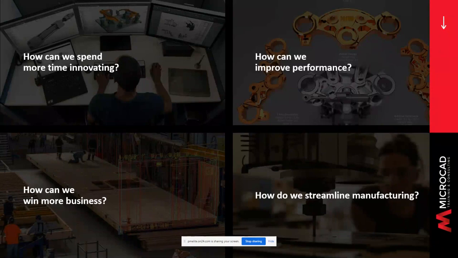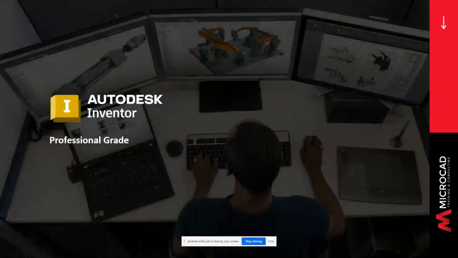And the streamlining manufacturing is, if you can get the files from engineering to manufacturing in a timely manner, you're hitting those timelines and you're shipping product when the expectations are there. So you're not really falling behind on anything like that. So we are going to start with Inventor. That is the primary foundation of the collection.